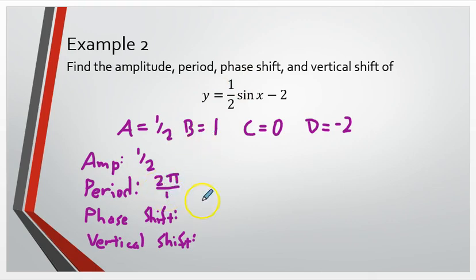But since my B value is 1, I can actually just ignore the 1 and say that my period is 2 pi. You don't need to write a number divided by 1. The phase shift comes from C divided by B, but if you don't have a C number, then you don't even have to worry about phase shift. There is none. And then the vertical shift is just whatever the D value is.